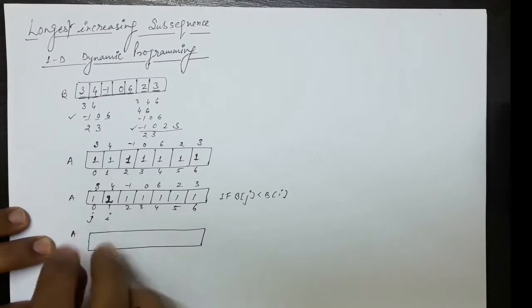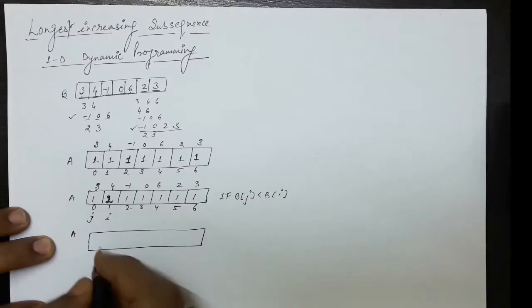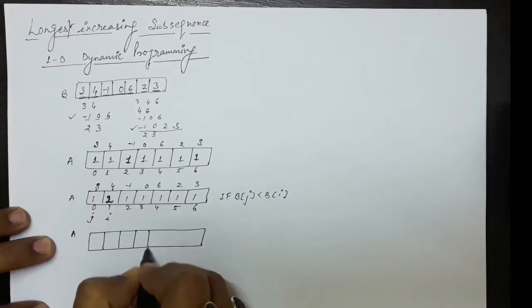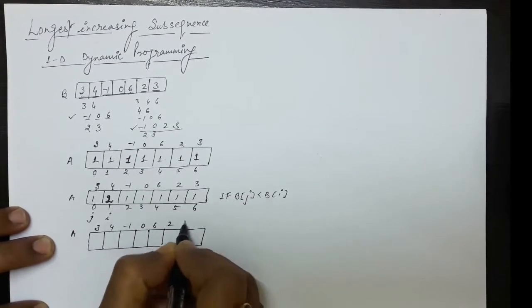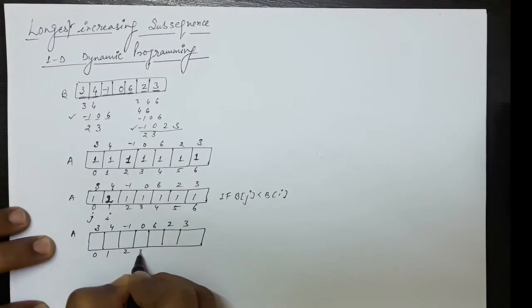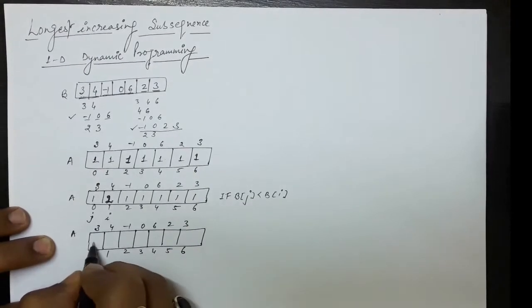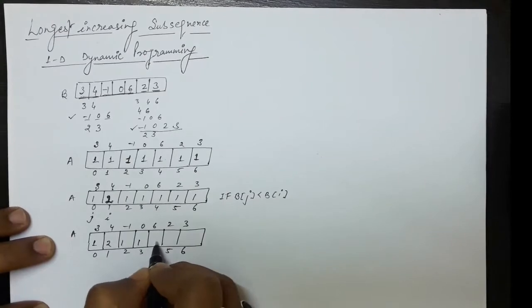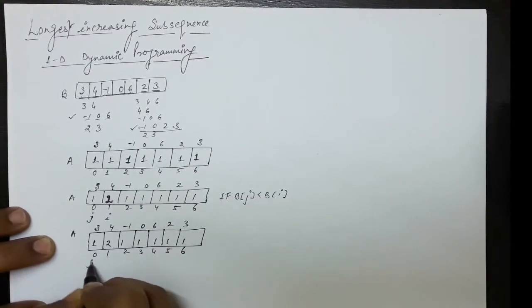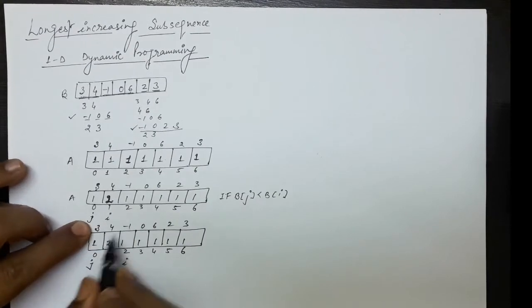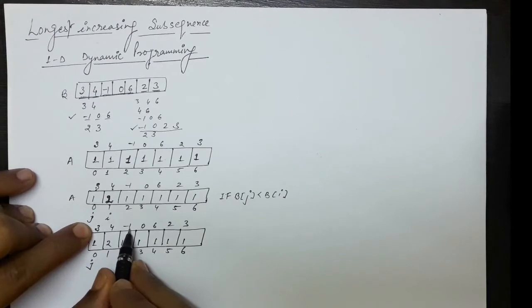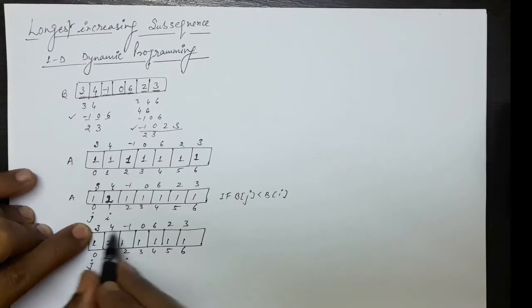Now once you have checked the 2 length part, now we will expand it to 3 length part. Okay, so the elements are 3, 4, minus 1, 0, 6, 2 and 3, and the indexes are 0, 1, 2, 3, 4, 5 and 6. So now 1, 1, 1, 1 and 1. Here we have j and here we have I. Now you will check the element bj with bi. If 3 is smaller than minus 1, then you will increase the length of the subsequence. But here this condition is false.